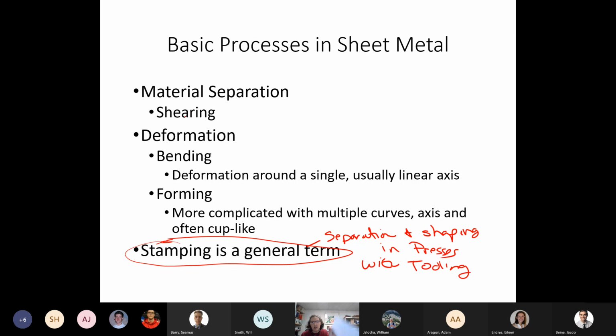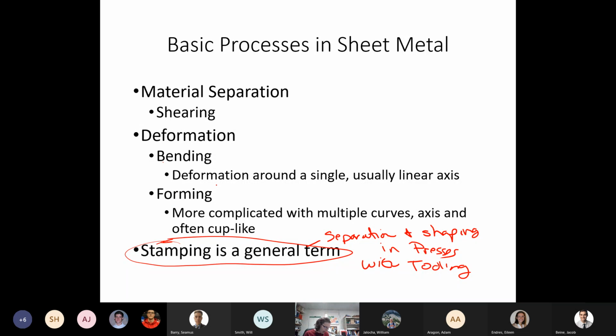And shearing is really the same process that happens in scissors in terms of what happens to the material. It is separation of metal using a punch and a die. We will then talk about deformation processes, and we will talk about bending. And when we bend, it's deformation around a single axis.